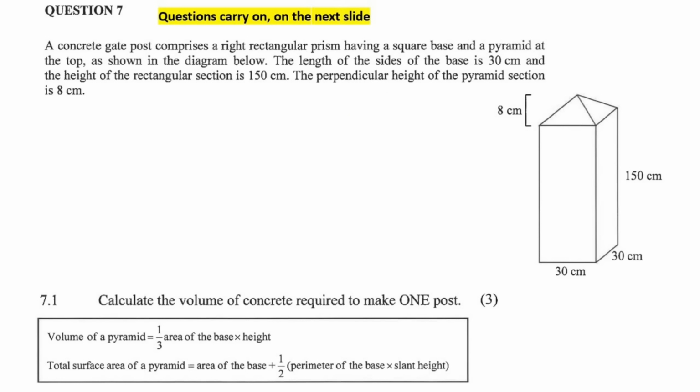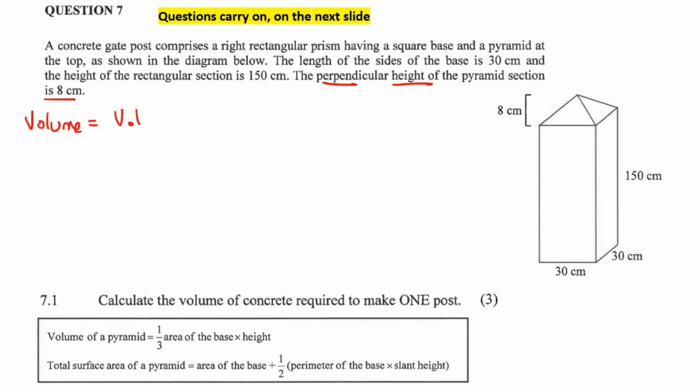And then the length of the sides, they've told us all of that. And then it says the perpendicular height of the pyramid is 8. Now these formulas, by the way, I didn't give these formulas. The person who set up the exam gave you the formulas. So the first question says, calculate the volume of concrete required to make one post. Obviously we're going to put some concrete in the rectangular part, and we're going to put concrete in the pyramid part. So we are literally just going to work out the total volume.